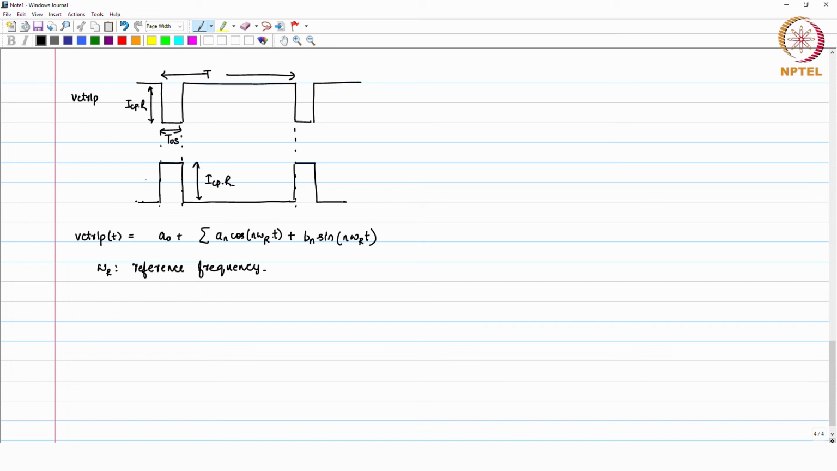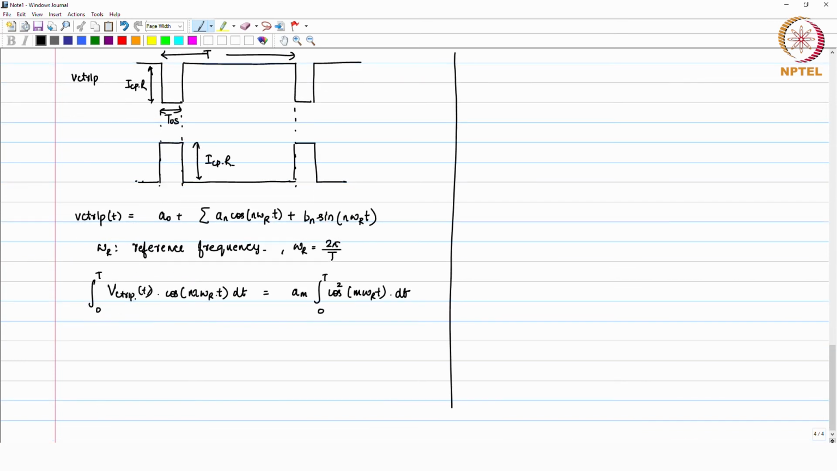You can compute the values for both, and there is an easy way to compute them. What you are going to do is take V control P of t and integrate. If I want cosine, I am going to multiply with cosine of m omega r t and integrate over one period. This is going to give me the coefficient for a m cosine of m omega r t; all other coefficients will be 0, cosine squared times dt. You are going to integrate over one period, such that omega r is equal to 2 pi by T.